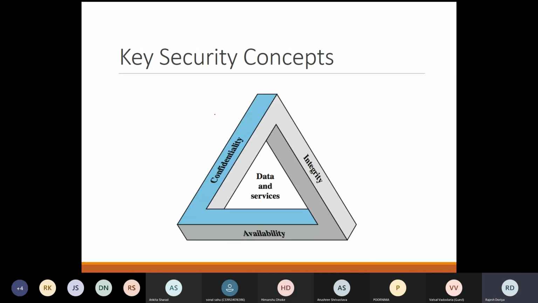Okay, so in network security, there are three key concepts which we are going to see: confidentiality, integrity, and availability. Whenever we talk about security, we are talking about security of data and services. What do we want to secure? We want to secure our data and the services. And how can you make them secure? By having the notion of confidentiality, integrity, and then availability. So these are the triad of security.